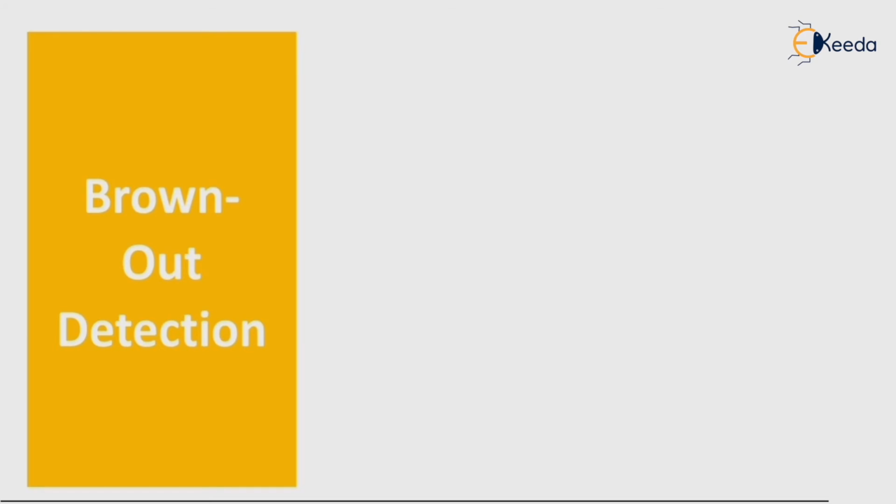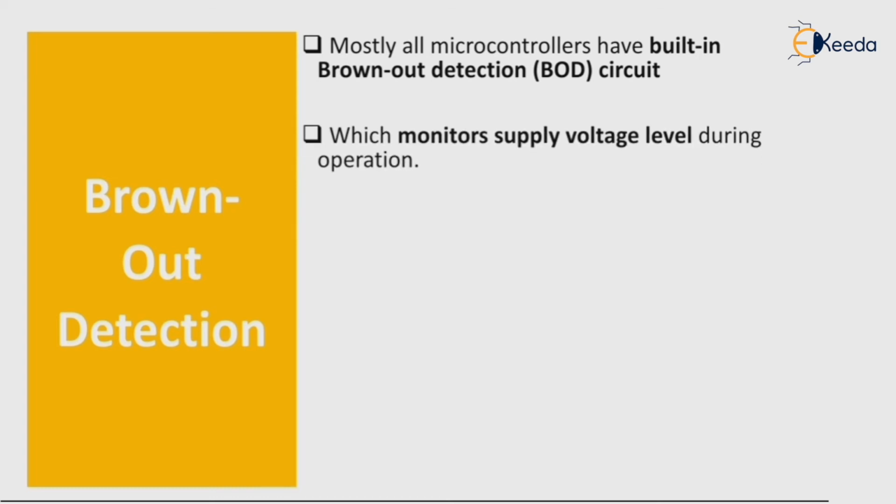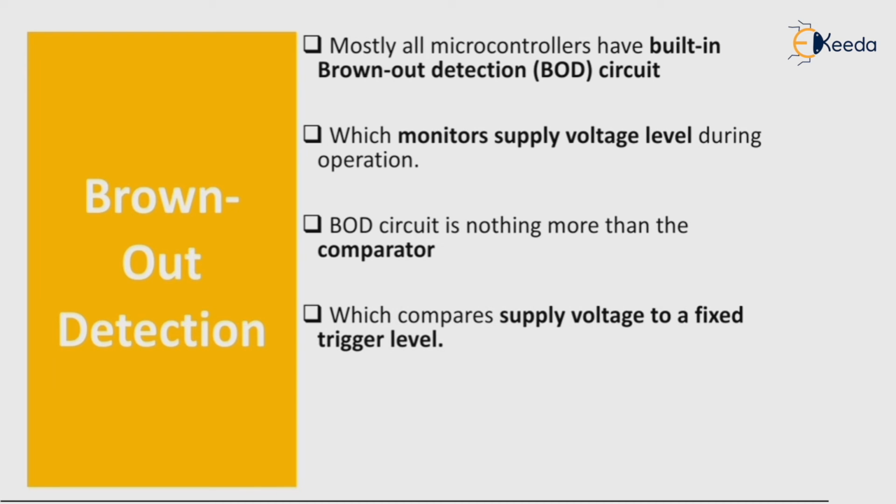Now, brownout detection. Mostly, all microcontrollers have a built-in brownout detection circuit, known as BOD, which monitors the supply voltage level during normal operation. The BOD circuit is nothing more than a comparator, which compares the supply voltage to a fixed trigger level.